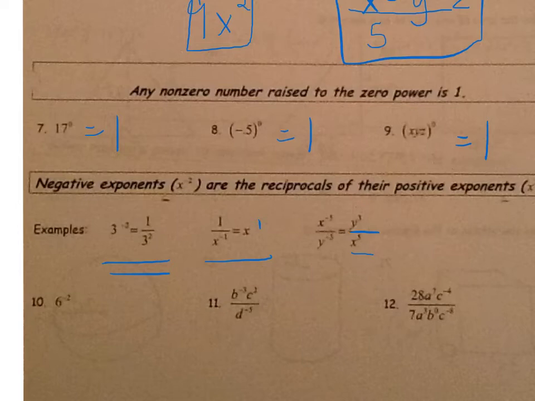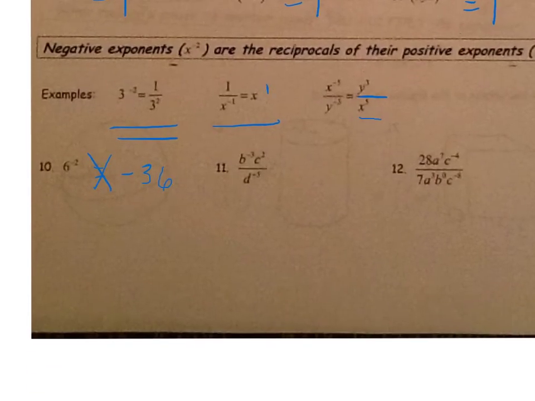Okay, now the most common mistake. Look at number 10. A lot of students will say that 6 to the negative 2 equals negative 36 because they think, oh, 6 squared is 36, so to the negative power should be negative 36. That is not true. Make sure when you see that negative exponent, what you really want to do is say 6 to the negative 2 is 1 over 6 squared, which is really 1 over 36. Okay, so when you see a negative exponent, bring it to the bottom.